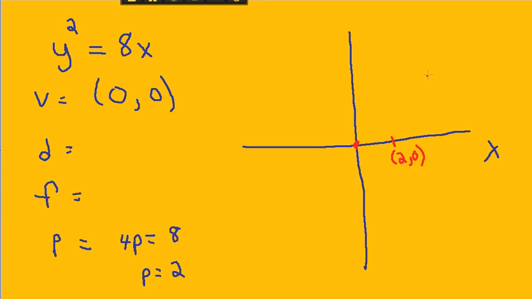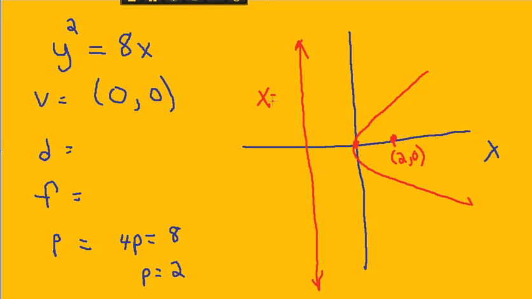And let's sketch it. It's going to look something like this. Focus is always in the middle. And your directrix is going to be here, which is 2 away. And that's simply going to be x equals -2. This is your directrix, and this is your focus. So if they give you those, you could also go backwards as well.